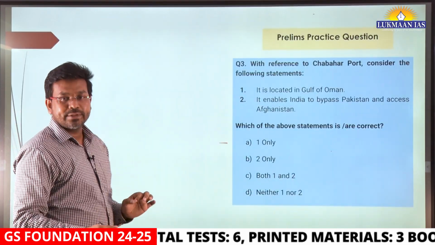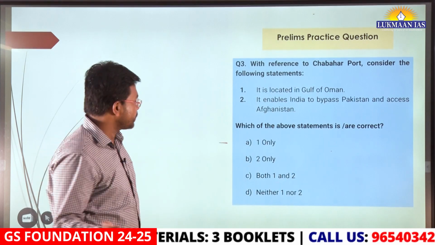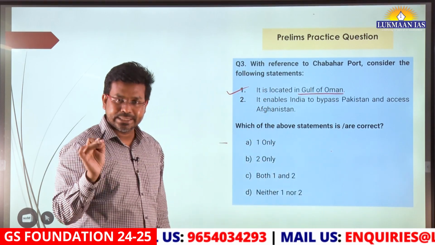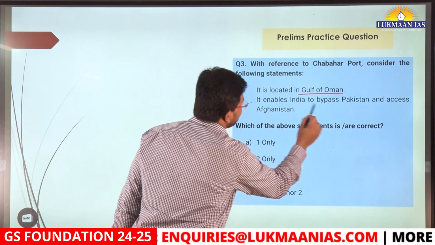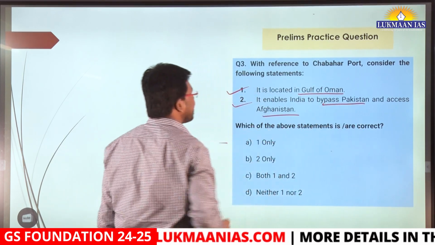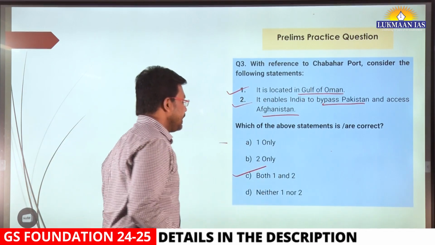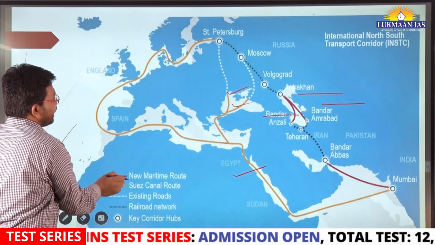Now we are going to solve this question. It says, with reference to Chabahar port, consider the following statements. One statement says, it is located in the Gulf of Oman. This is right. We have already seen this in the map. Second, it enables India to bypass Pakistan and access Afghanistan. This we have also seen. So both these statements are correct. The correct answer will be option C.